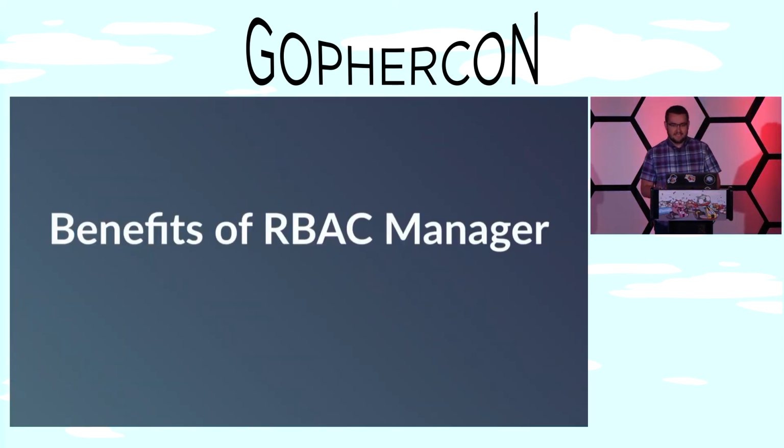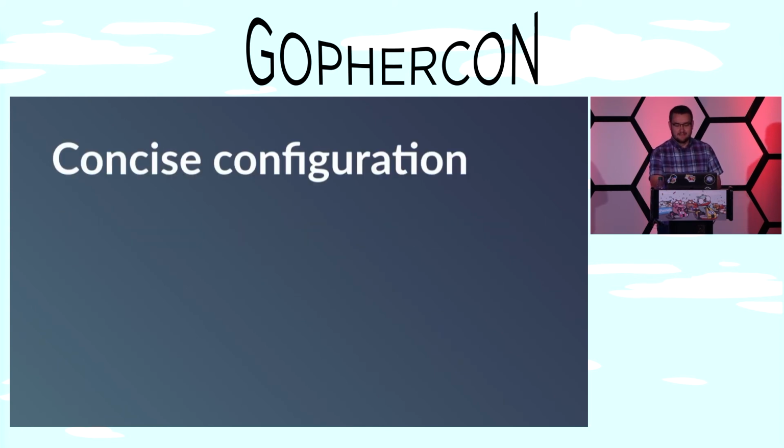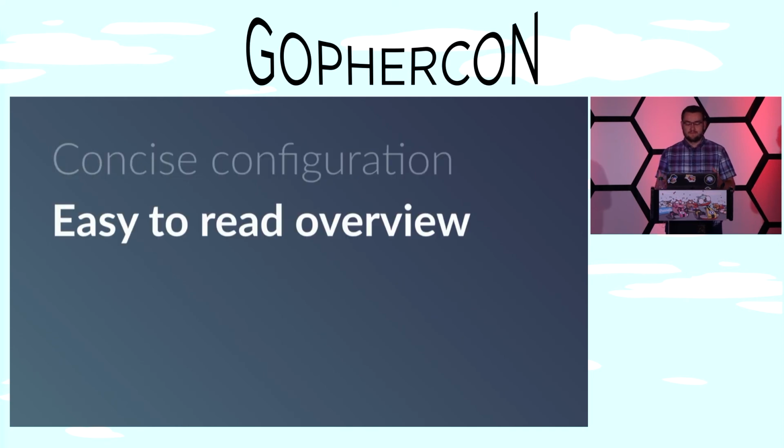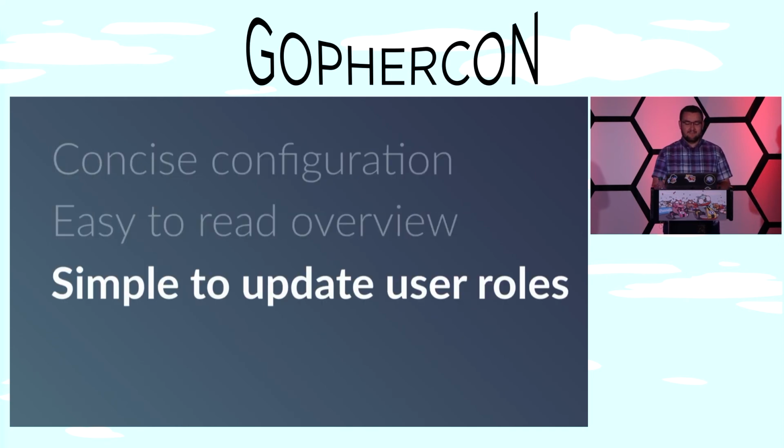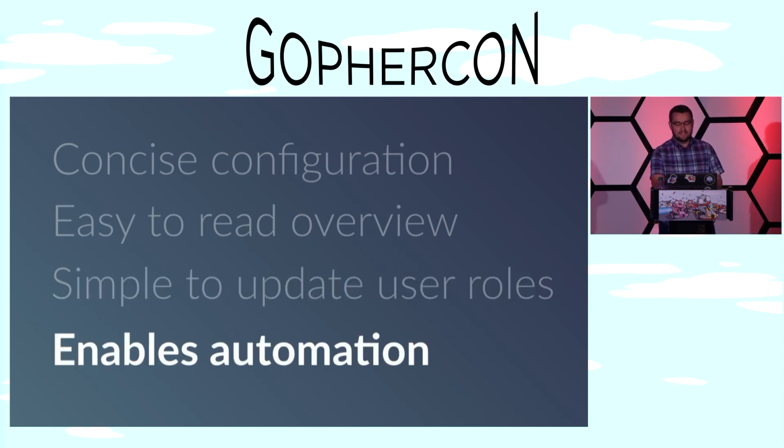So in a brief conclusion, here are some benefits of RBAC Manager for authorization in Kubernetes. One, it gets you really concise configuration, cuts your configuration down to at least a third, and increasingly more as you scale out. And then it gives you a really easy to read overview of authorization in your cluster. And finally, you can have roles that are easy to update. And maybe most importantly, you can enable automation. There's a lot more with RBAC Manager that enables automation, but this is a lightning talk and I can't cover everything. But the goal here is to be able to manage authorization in an automated way like you would everything else.